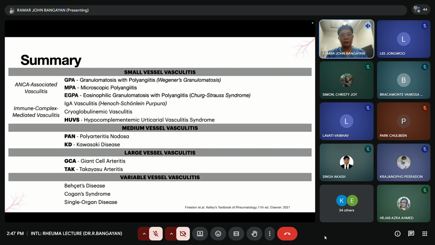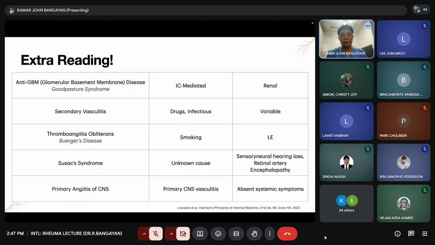Now, review. We discussed your small vessel vasculitis. I hope you know your ANCA-associated and immune complex mediated. No questions? Yes po, Doc. Now we have your medium vessel, which includes polyarteritis nodosa or PAN. For large vessel, you have your GCA and TAK. For variable, it's your Behçet's, your Cogan's, and single organ disease. Your single organ disease is similar to primary angiitis of the CNS.